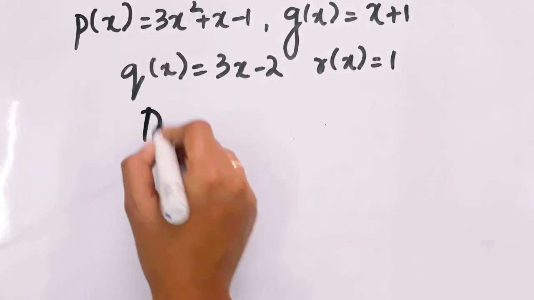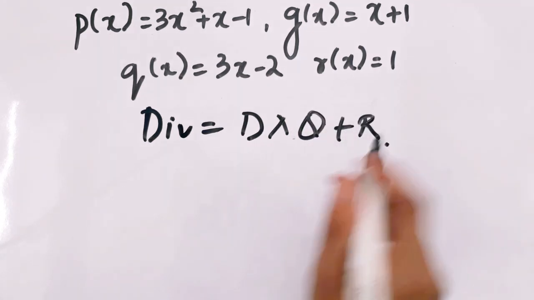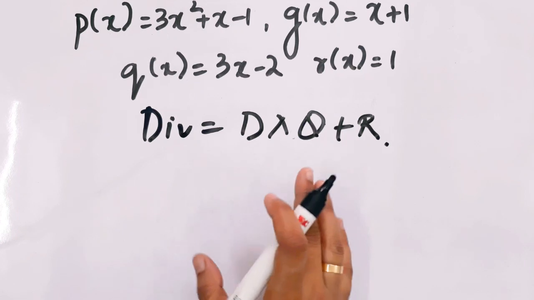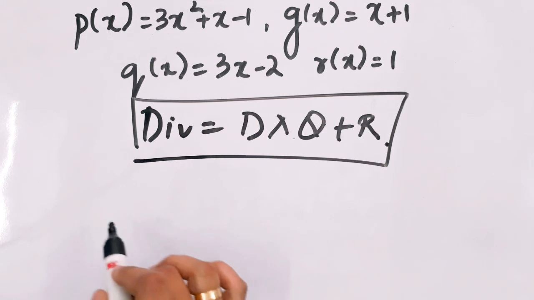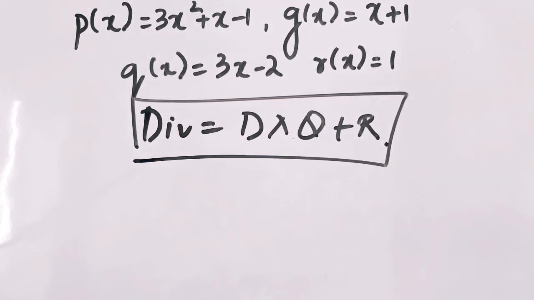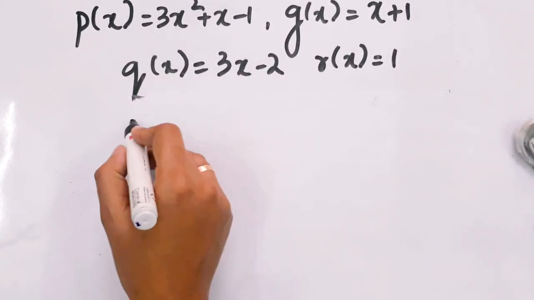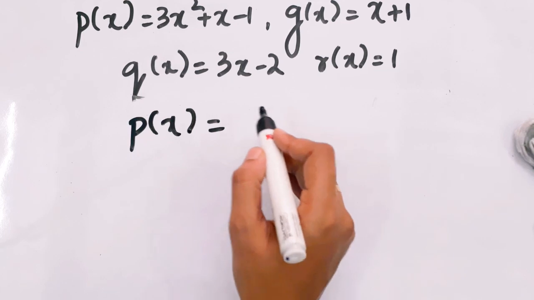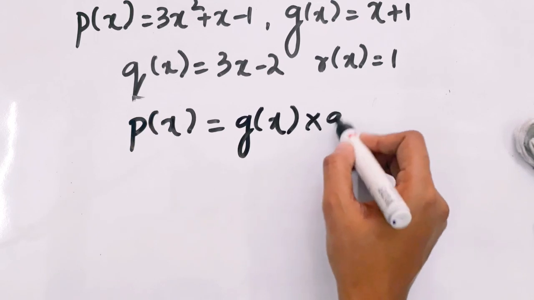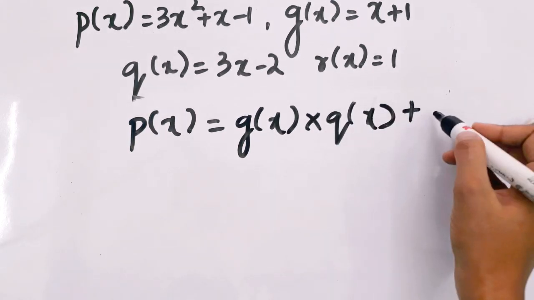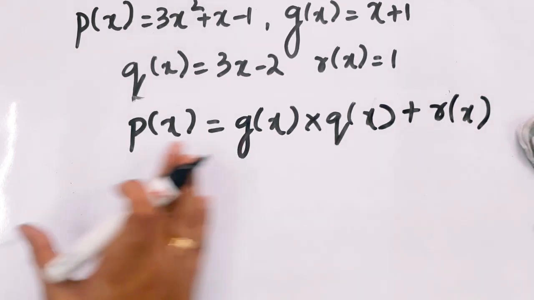Now I have told you that dividend is equal to divisor into quotient plus remainder. So suppose the question is given, divide the given polynomial and verify. Verify means you have to verify using this relation. So this is my relation here. Instead of writing like this, I'll write using the polynomials. That is, p of x should be equal to divisor, g of x, into quotient, q of x, plus remainder, which is r of x. Now this should be satisfied, so LHS should be equal to RHS.